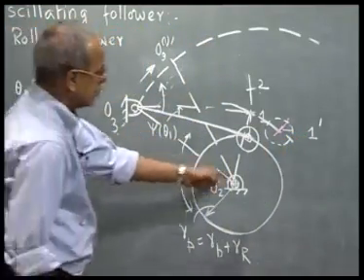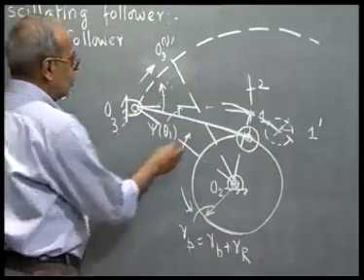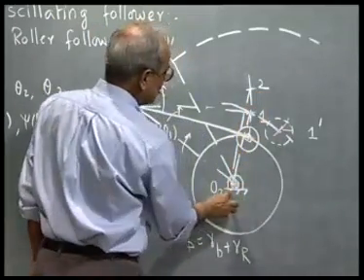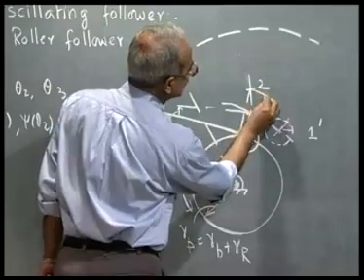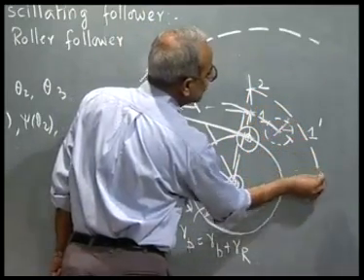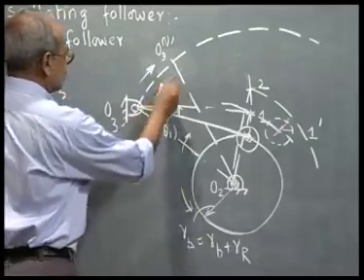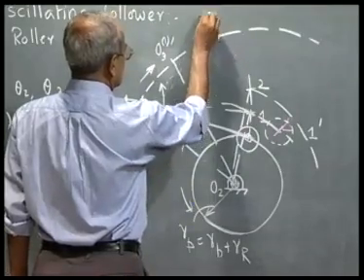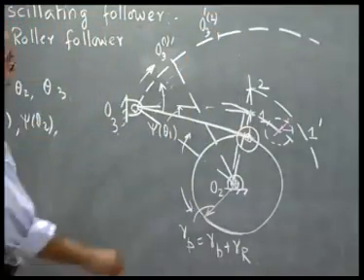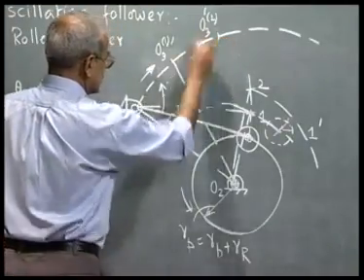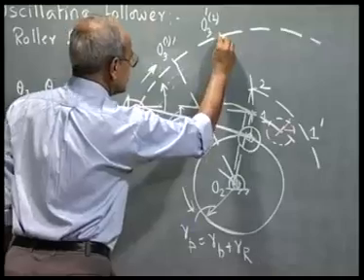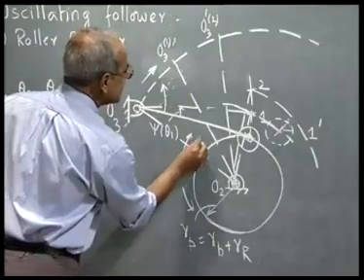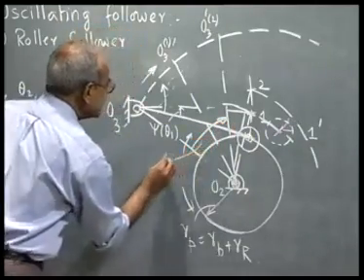Let me again illustrate it, which corresponds to station point 2. We draw a circle with O2 as center and O2 2 as radius. 2 prime will lie on this circle, and O3 2 prime, the inverted position of O3 corresponding to station point 2, is here on this circle, such that this angle is theta 2.